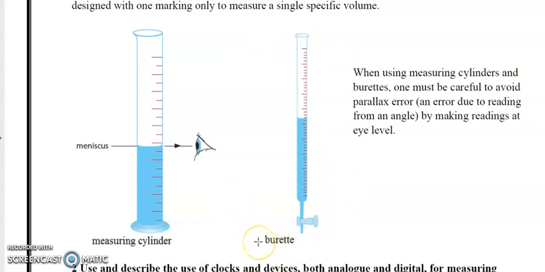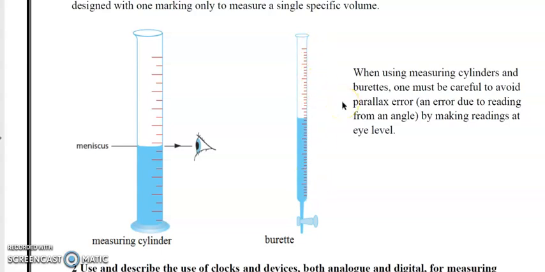With regards to volume, you should know that the instruments which are accurate enough to give us reliable values of volume are the measuring cylinder, the burette, and a pipette. A pipette can only give you one particular measurement, which is indicated on the bulb. For example, most pipettes are meant to accurately measure 25 cubic centimeters. So you need to know this. But with a burette and a measuring cylinder, you can measure quite a range of volumes.